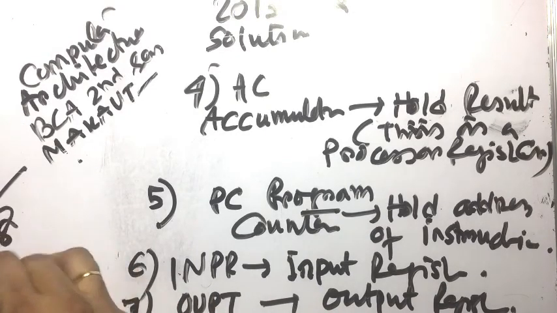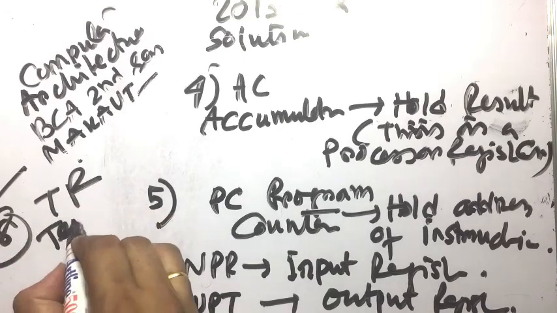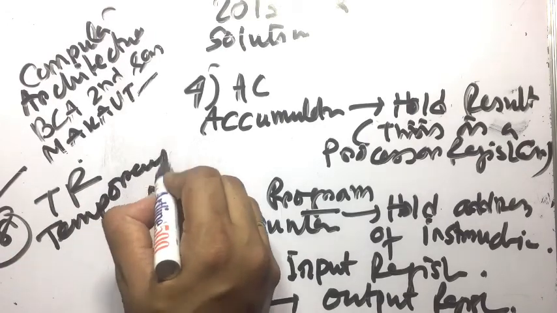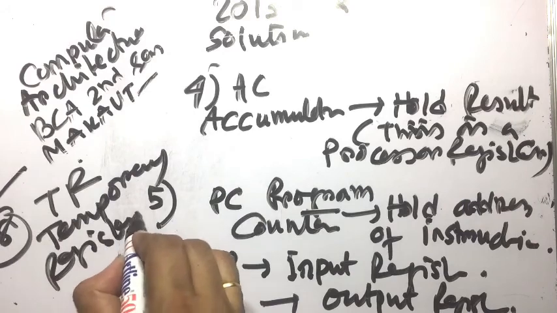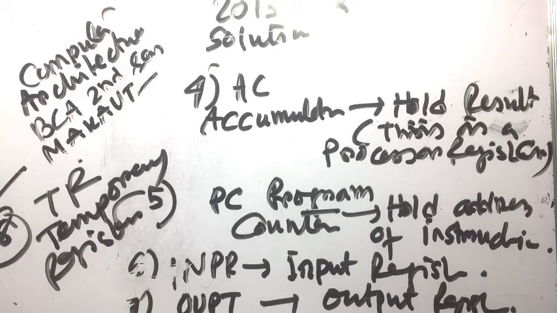And the last one is 8, the temporary register, that is used to hold temporary values. So there are 8 registers in the basic computer system. This is the end of the 2013 question paper MCQ solution.